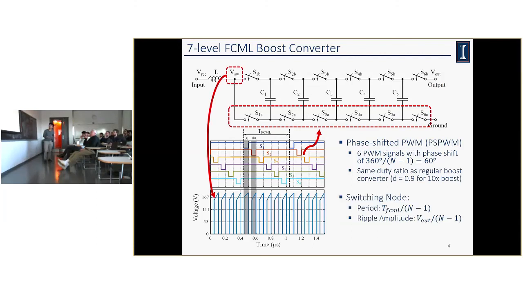And then at the switching node, you will have a frequency multiplication effect, where the period of the pulse is divided by n minus 1, where n is the number of levels. So that's n minus 1 times the switching frequency. And the ripple amplitude is the output voltage divided by n minus 1. So let's take a look at how this waveform is exactly being generated.